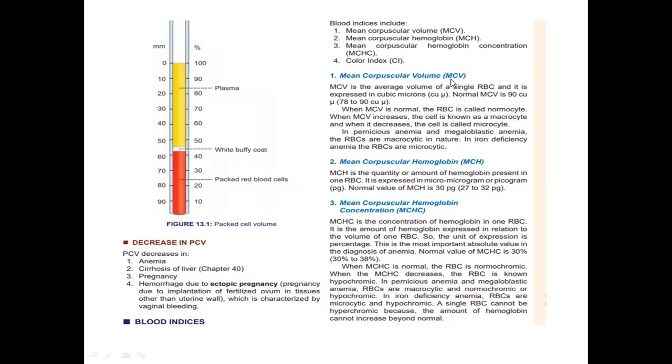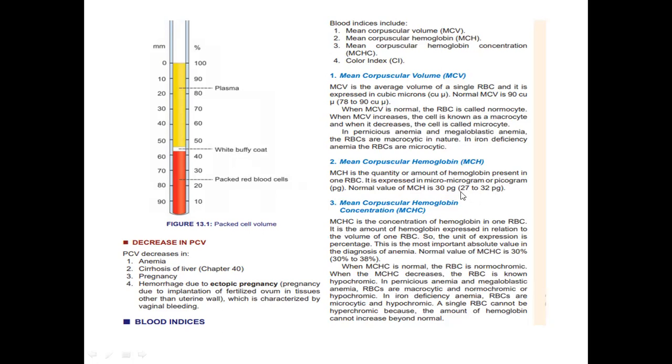Now, the next thing you need to know is mean corpuscular hemoglobin. This time around it is hemoglobin, not mean corpuscular volume. So mean corpuscular hemoglobin is the quantity or amount of hemoglobin present in one red blood cell. It is expressed in picograms. So what is the normal value of the mean corpuscular hemoglobin? It is 30 picograms, or in a range, between 27 and 32 picograms.